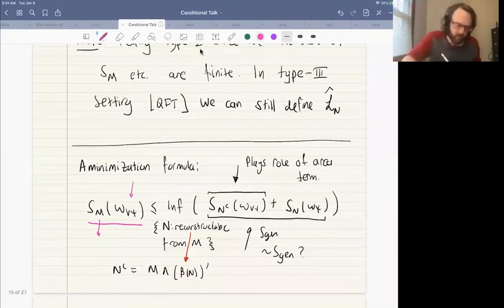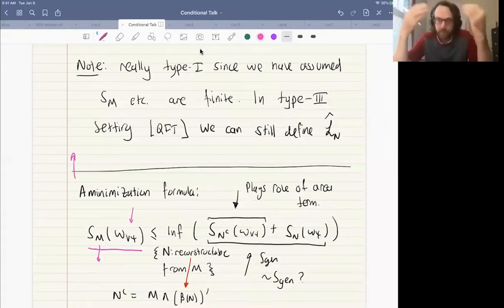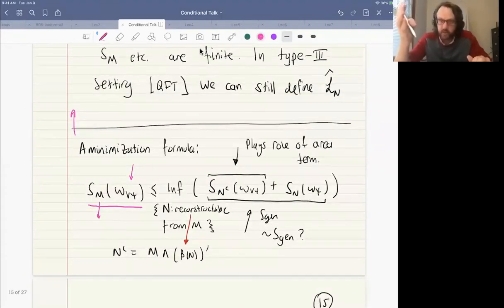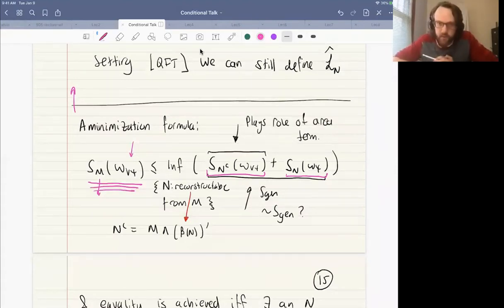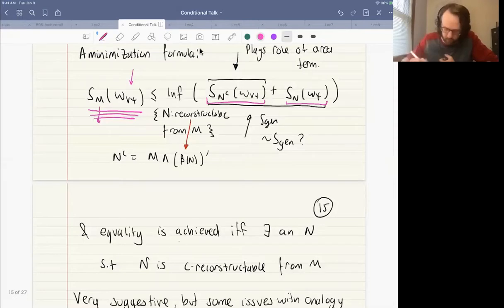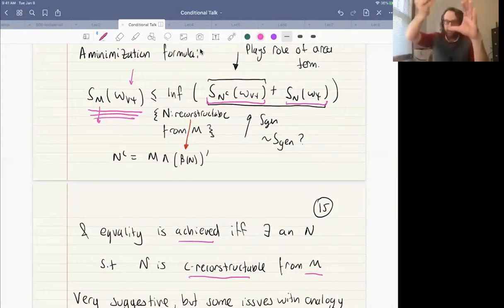Remember, to prove all of the results above, we needed something called complementary reconstructibility. Here, if I just look at a reconstructible algebra, which, as I mentioned before, was any subalgebra, then you can show that the following sum of entropies, the bulk entropy here plus the entropy on the relative commutant, is always bigger than the entropy that you're interested in. If you minimize over that and you actually find equality, you can prove that it's achieved if and only if the N that you're working with is complementary reconstructible from M. So you take N, which is some subalgebra of the entanglement wedge, you minimize until you get all the way to the RT surface, and then you find complementary reconstructibility.